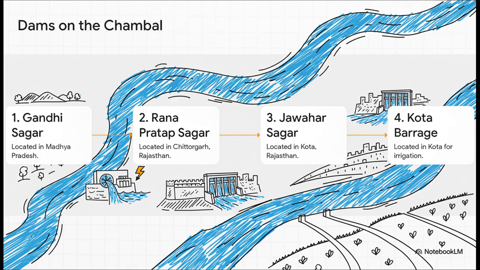Let's just follow the river's path for a second. There are 4 huge dams built one after the other. The first one is Gandhi Sagar, which is actually in Madhya Pradesh. Then, as the river enters Rajasthan, it hits Rana Pratap Sagar, then Javahar Sagar, and finally the Kota Barrage, which is mostly used to divert water for irrigation.